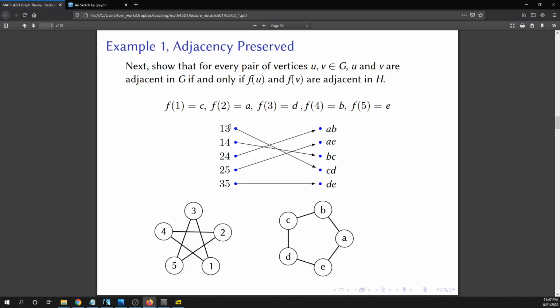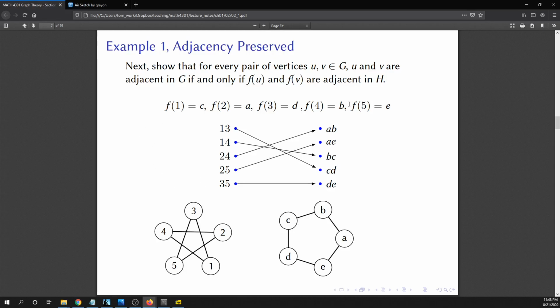You can see this creates a function from the set of edges of G to the set of edges of H. And it's 1-to-1, by the same reasoning we said before: there are not two arrows coming into one of these edges in the range. And it's onto, because if I pick any one of these, there is some edge in the domain that gets mapped onto it. So that mapping is what's called induced by the vertex mapping.